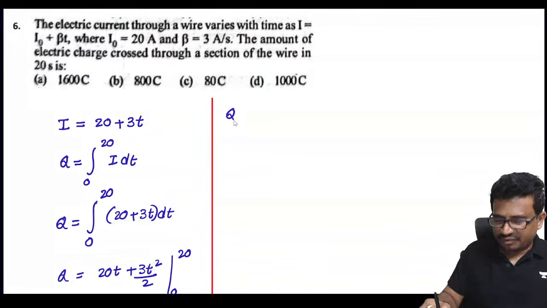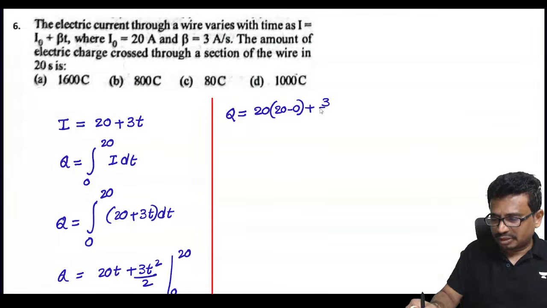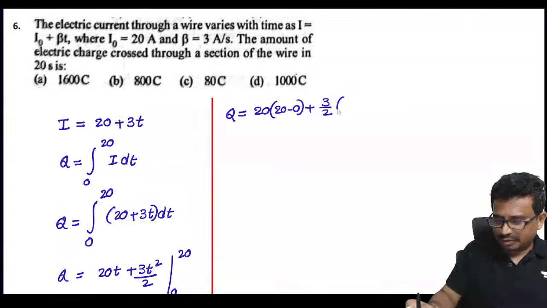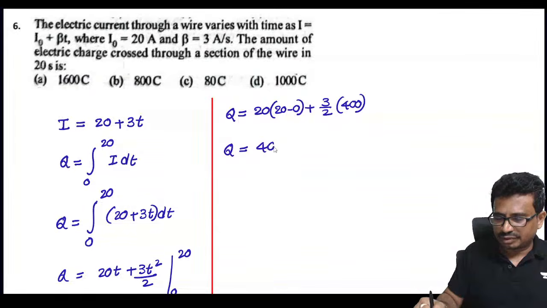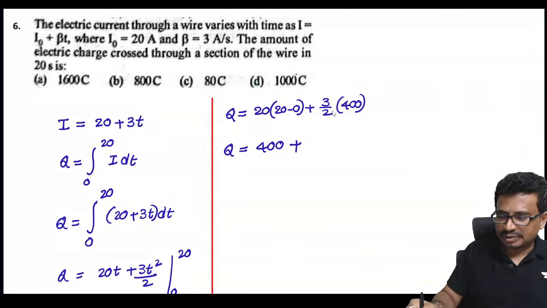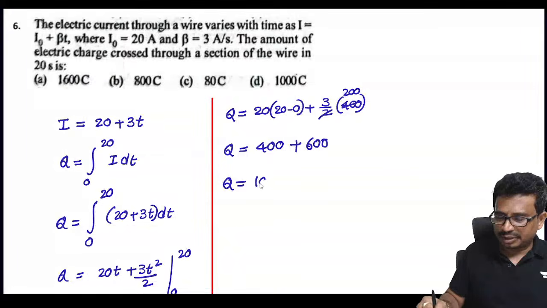Now you can simplify this. So this is 20 into 20 minus 0, plus 3 by 2 into 20 square, which means 400. So Q is equal to 400 plus 2 200s, which is 600. So how much is the charge? 1000 coulombs.